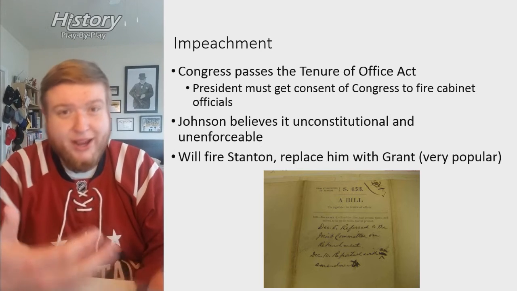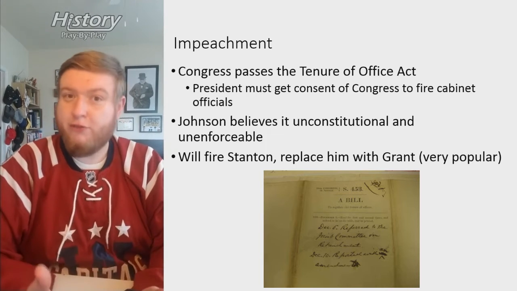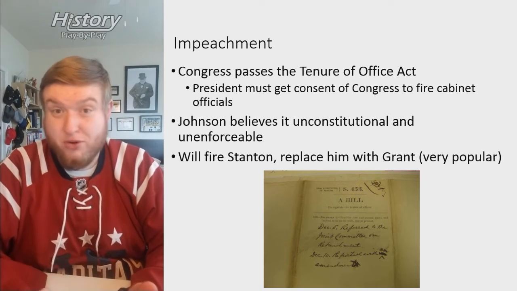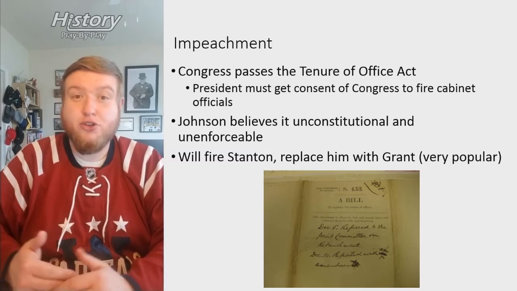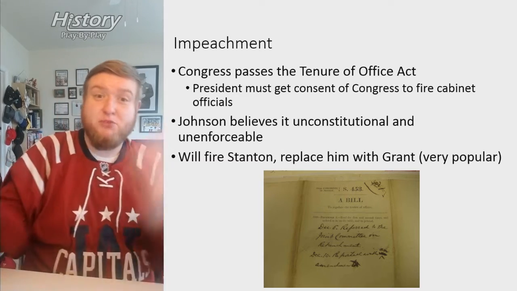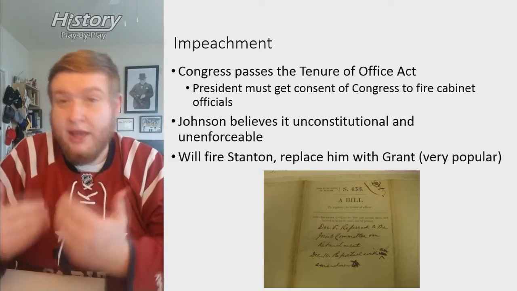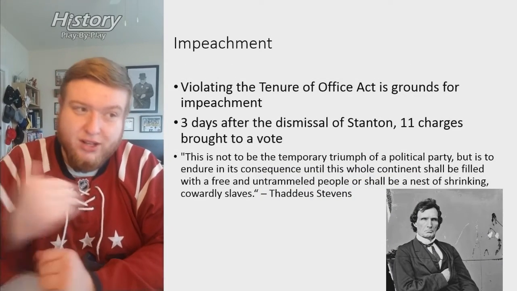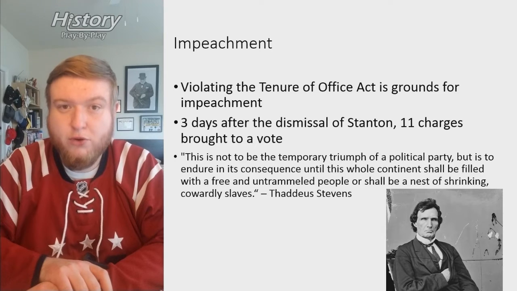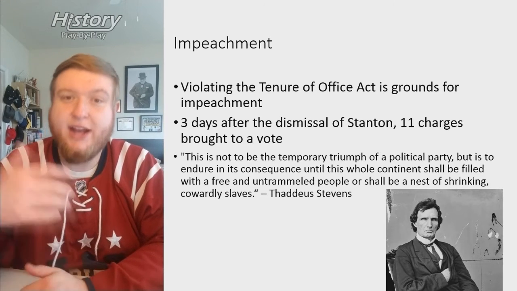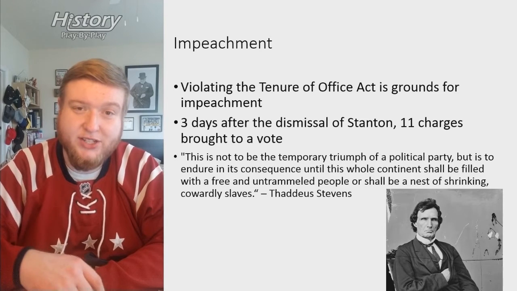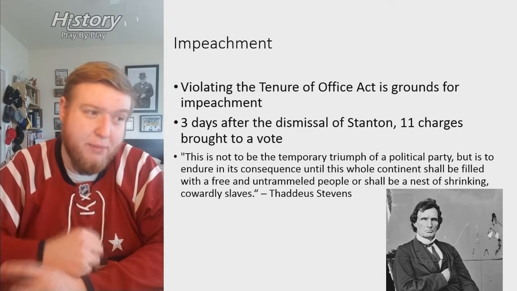And he actually plays his cards pretty well. He will fire Stanton, but he hires Ulysses S. Grant, who is someone who is universally beloved. He figures, look, I might have gotten rid of this guy, but I've replaced him with someone you all should love more. It doesn't work out that way. Within 3 days, there are 11 charges brought to a vote for violating the Tenure of Office Act on grounds of impeachment. And the radical Republicans saw this as their big chance to make this happen.